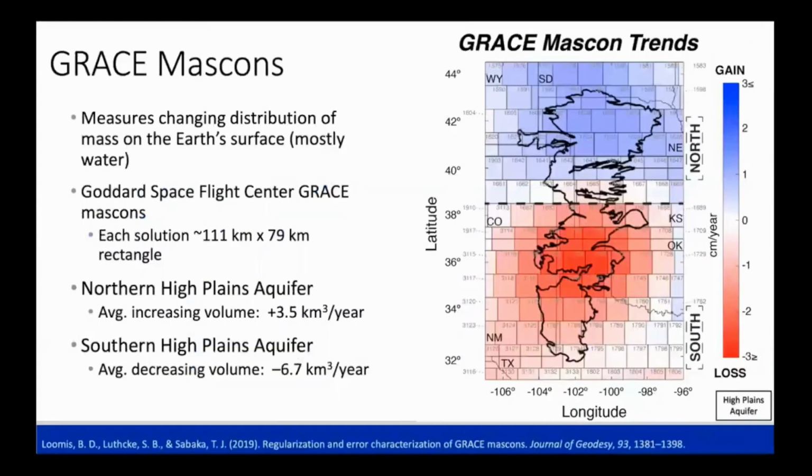So to understand the hydrological impacts on vertical land motion, we use GRACE data, which measures gravity perturbations, including the changing distribution of water mass on the Earth's surface, including groundwater extraction.